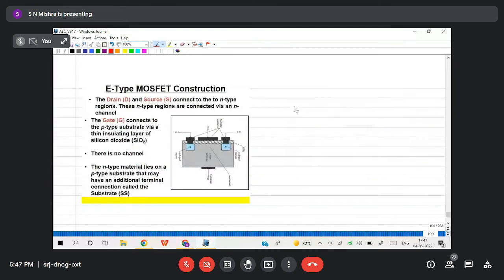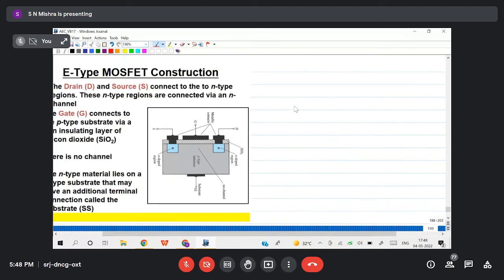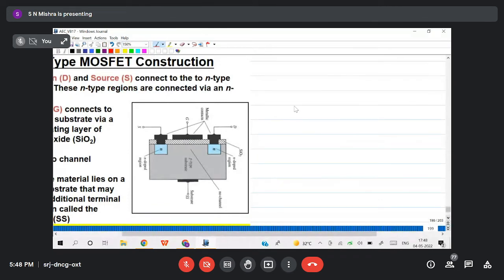Now we'll move to the other type of MOSFET, the enhancement type MOSFET. Here also, the depletion type and the enhancement type, everything remains the same. Can you just tell me what is the difference in the structure? Focus on the structure clearly, and tell me what is the difference. What do you observe? Do you find any difference in the structure?